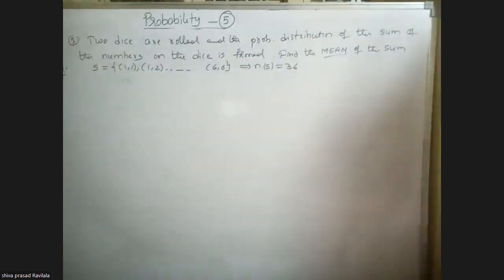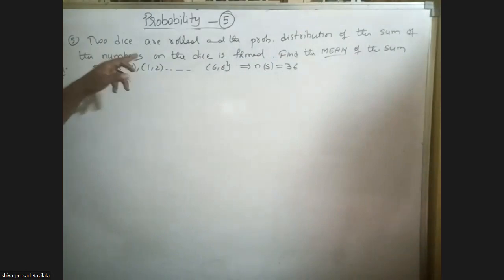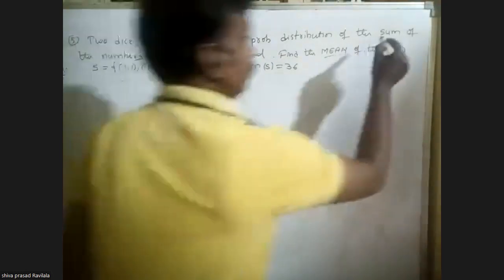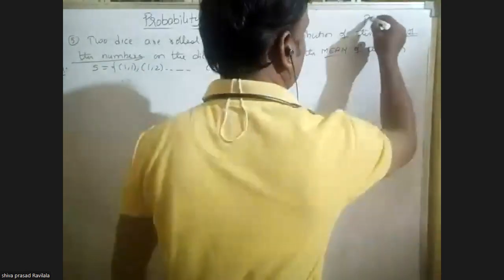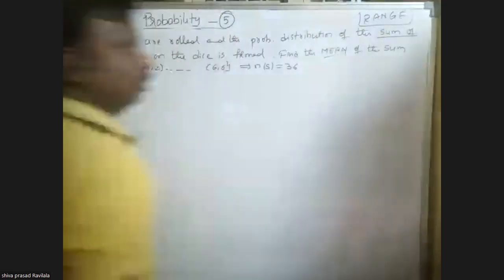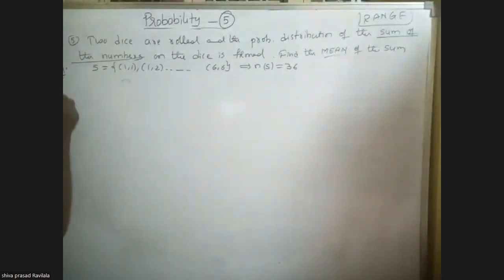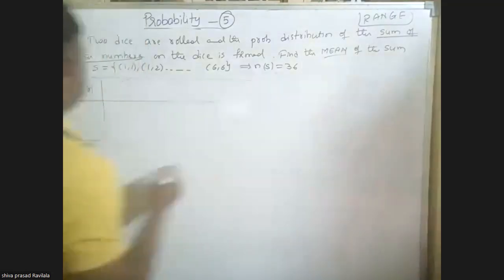Sir, what is the range? How do you find the range? Range is important to find the mean of a random variable. The probability distribution of the sum of the numbers will be the range. How do you find that range? When two dice are thrown, we have ranges. What you get on the top will become the range.